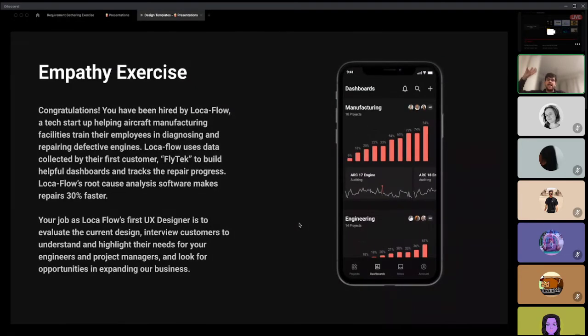We use the data collected, say, by our customer, and right now we're a startup. So we have one customer, Flytech, and we build helpful dashboards that help track the repair progress of those aircraft engines. And from our first customer, what we're showing is that we've actually made repairs 30% faster.